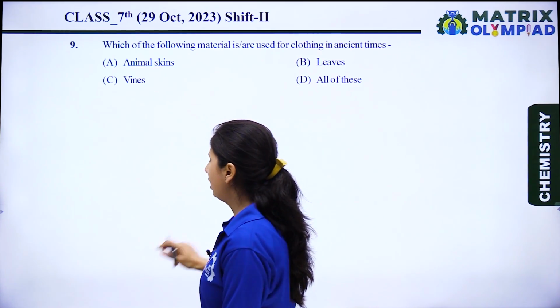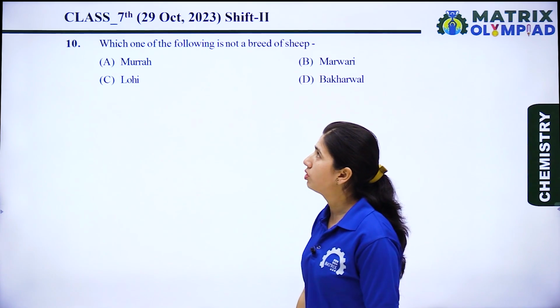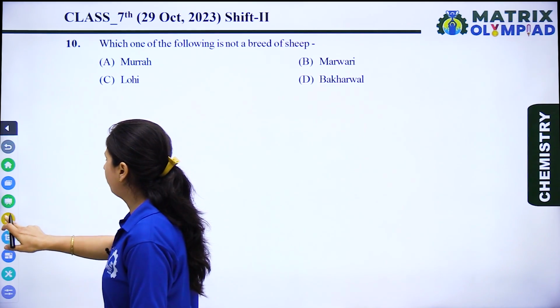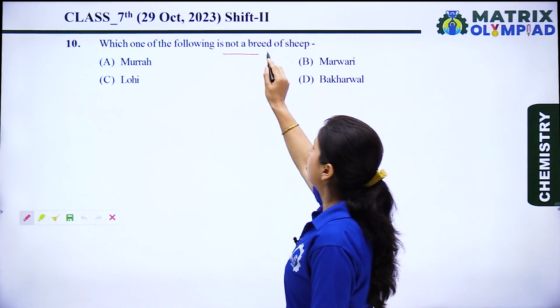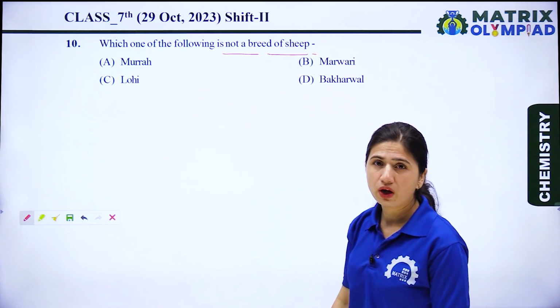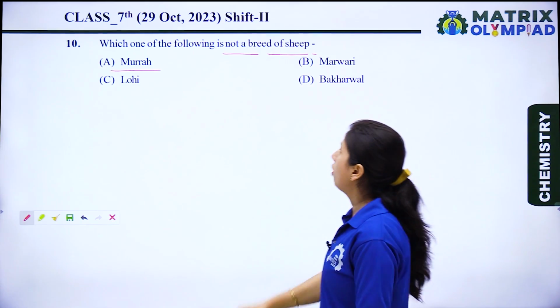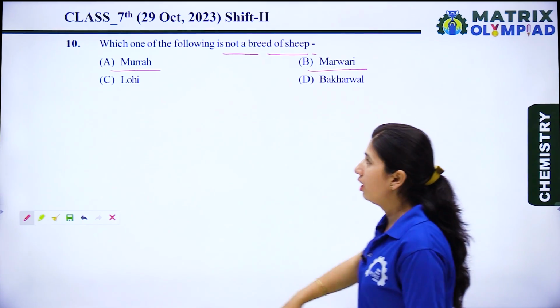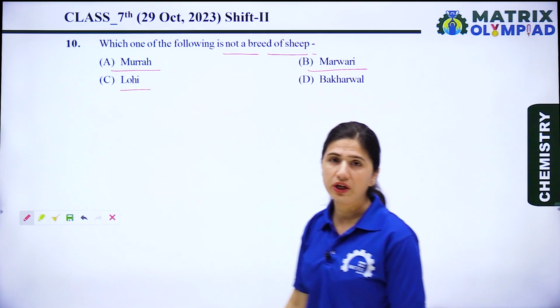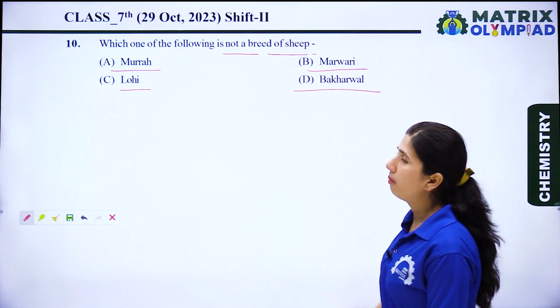Now let's see the next question. The next question is, which one of the following is not a breed of sheep? Options are, option A is Muraha, option B is Marwari, option C is Lohi, and option D is Bakharwal.